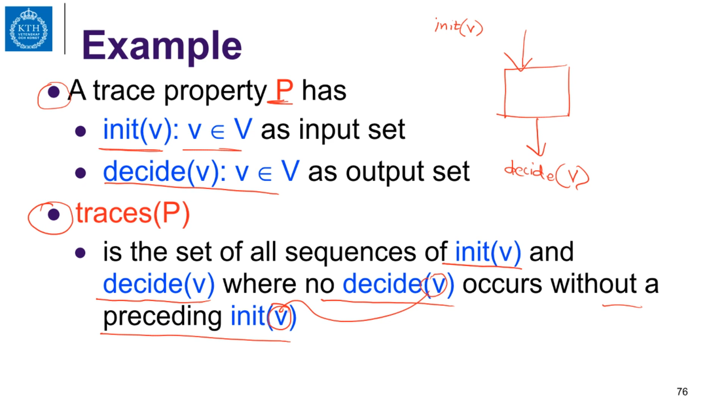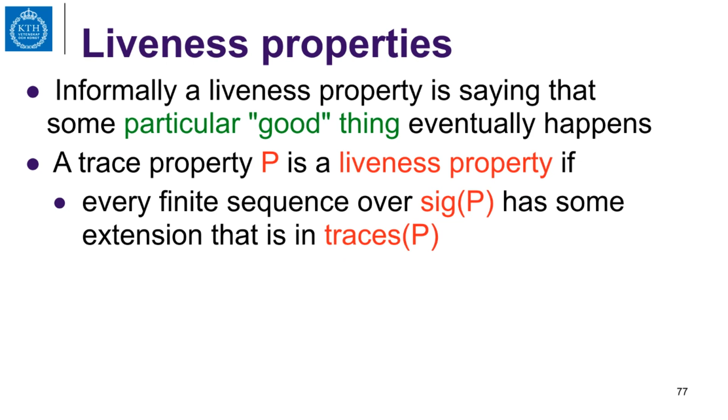We are going to take many more examples when we are doing the study of distributed algorithms later, and we will classify many of the properties of problems and distributed abstractions as safety and liveness properties. So now let us look at liveness properties. Informally, a liveness property says that some particular good event or good thing will eventually happen. A good thing could be the termination of an algorithm or the occurrence of a specific event.